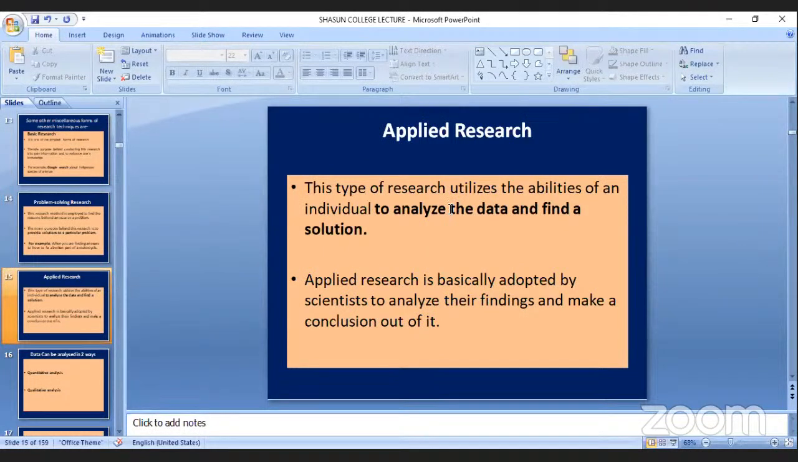Then comes applied research, to analyze the data and find a solution. You have a lot of raw data with you, like a census report, which has so much data in it. You take the data you collect, analyze it properly and find out, say, how many villages there are in Tamil Nadu. You take that raw data in hand and find there are 15,000 villages, and then you do research and analyze this data. That is called applied research.